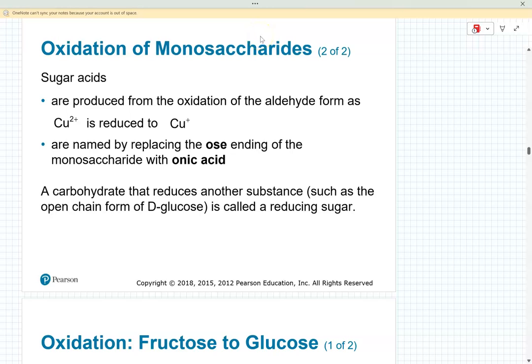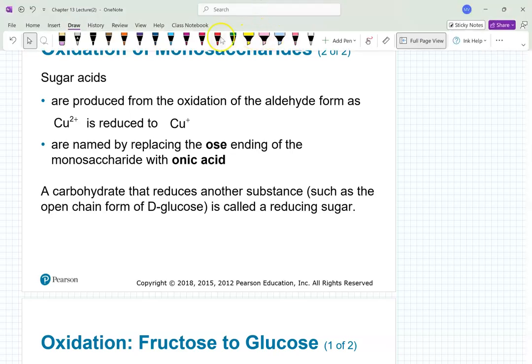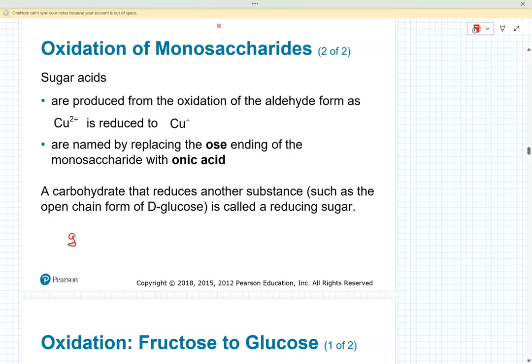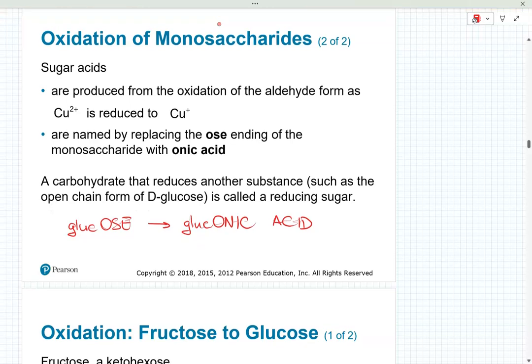So when you need to name the product of the oxidation of a sugar like a glucose, glucose is oxidized to gluconic acid. You replace OSE with the onic acid. Does that make sense to you? Good? All right.